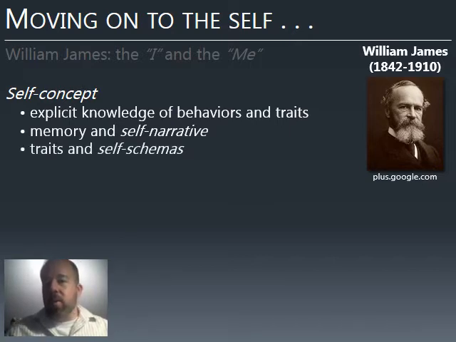And so we also have a self-schema, and that is the traits that we ascribe to ourselves. So if you ask someone to describe themselves in terms of traits, would they say that they are kind? Would they say they're outgoing? Would they say that they are generous? Would they say that they're intelligent? And so these are all different traits, and many of them are desirable. But how we think of ourselves is determined in large part by the traits we use to describe ourselves.